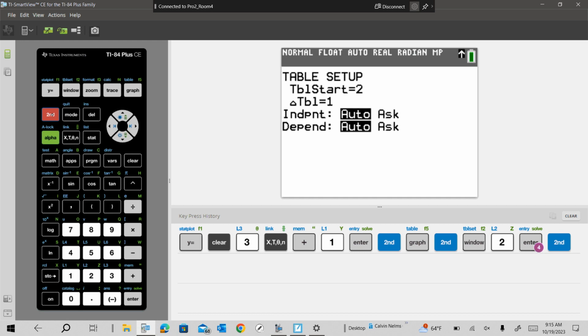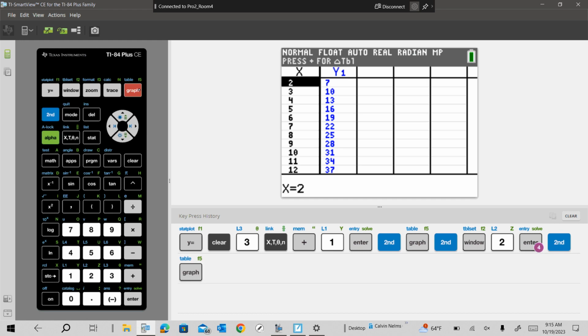So if you hit second graph again, there it is. It's starting at 2. So that's something to help you when you're problem solving on a test. If you're looking for a real big number, you can just go back to the table to start it at the number you need.